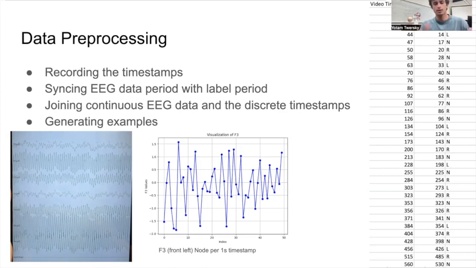As you saw in the previous slides, we recorded a video so that we can monitor exactly when everything started and everything stopped. From there, we had to join the EEG node data, or the feature data, which are continuous values or a time series, together with the labels that are discrete, non-uniformly spaced data, because those are just timestamps every time the label changes. And we had to bring that all together into discrete uniform examples.